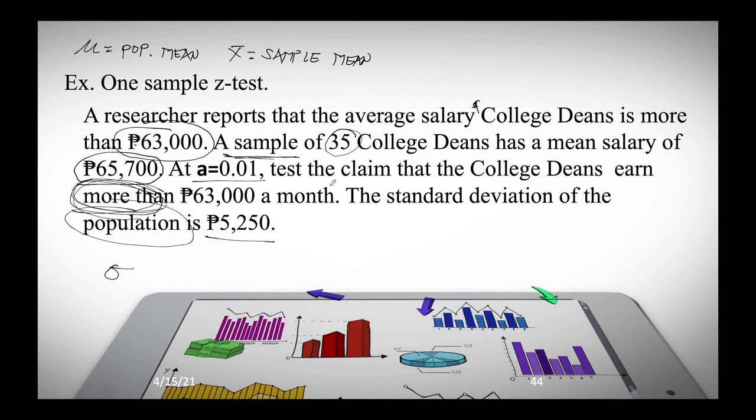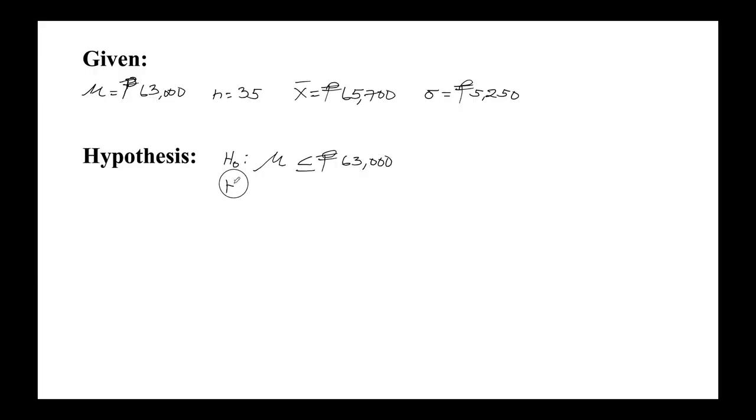Now, itong statement na to, test the claim that the college deans earn more than 63,000. Again, ulitin ko ulit, i-emphasize ko, more than, hindi more than or equal, kaya siya mapupunta sa alternative, hindi doon sa null. Okay, so this will be our alternative hypothesis. Mu should be greater than 63,000. And this will be our claim. Always specify your claim dahil dito magbe-based ang ating conclusion later on.